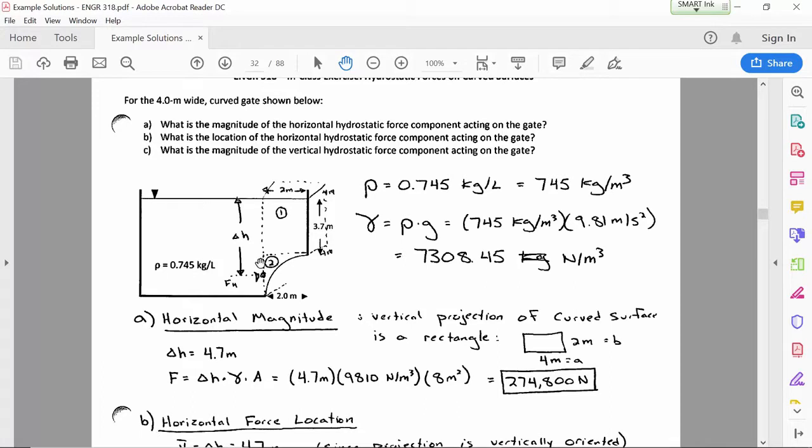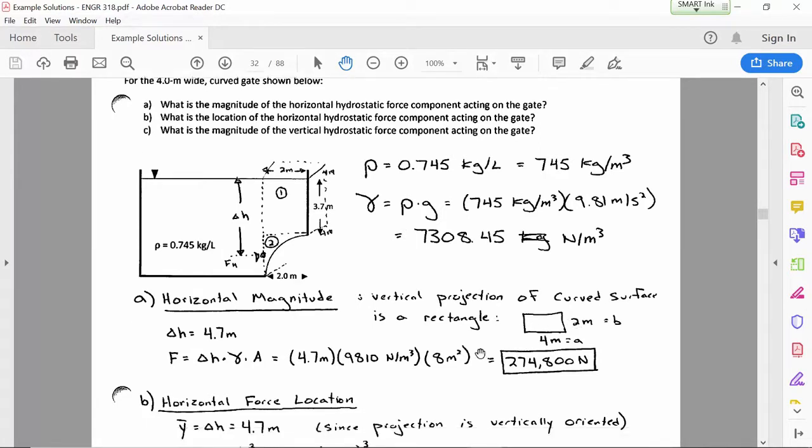The first thing we have to think about: what does the projection look like? To find the horizontal magnitude, we're dealing with a vertical projection. And the vertical projection, the projected shape in a vertical plane, is just going to be a rectangle that's 2 meters tall and 4 meters wide. Okay, so we can identify the depth to the centroid, 4.7 meters.